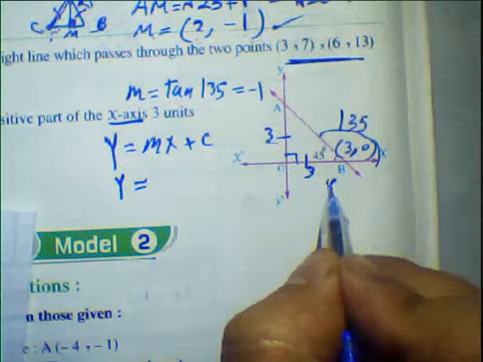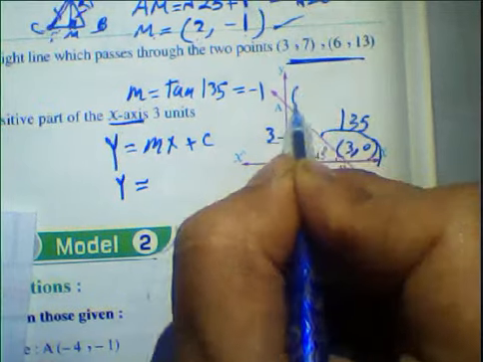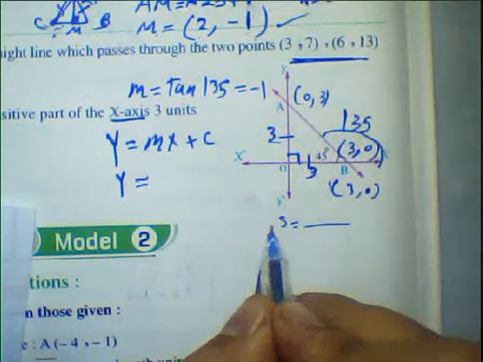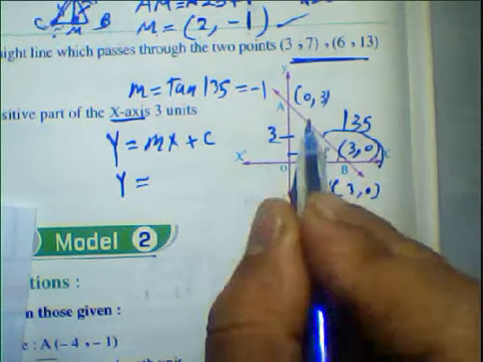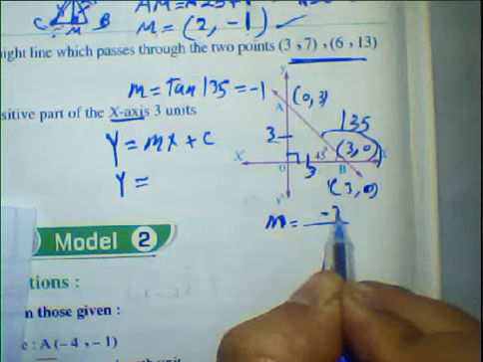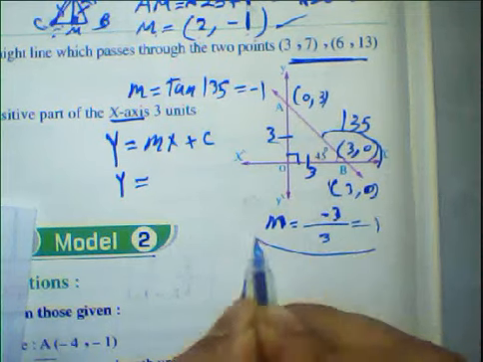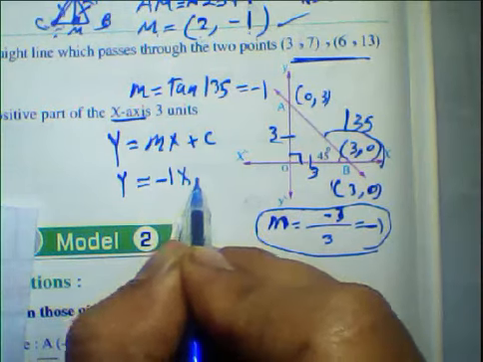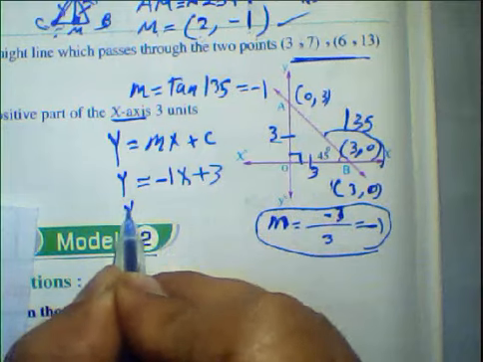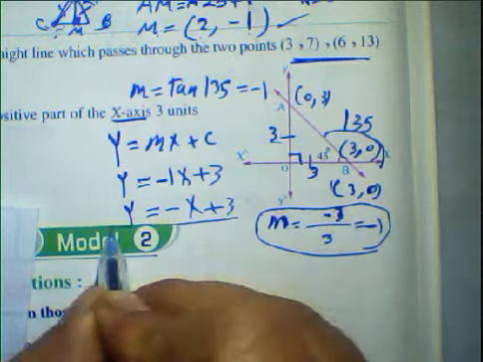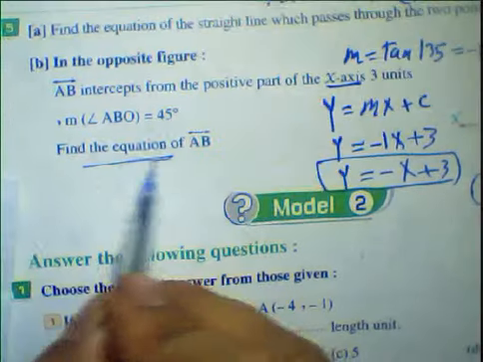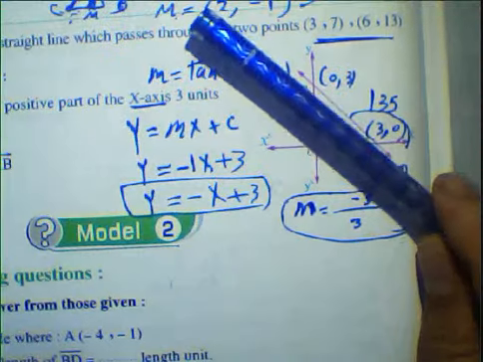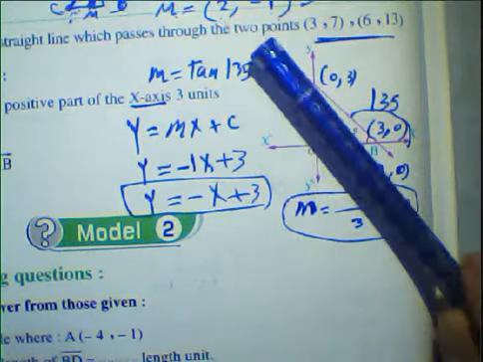Or you can find the slope from the 2 points, 3 and 0, and the point here, 0 and 3. Another method for the slope: m equals y2 minus y1 over x2 minus x1. 0 minus 3 is negative 3, 3 minus 0 equals 3, so it will be negative 1. You can find the slope by 2 methods in this example. So y will be negative 1 times x plus the constant 3. So the relation will be negative x plus 3. It's the equation of AB. He asked about the equation of AB. It will be negative x plus 3 because the slope here is negative. Okay, it's decreasing, negative.